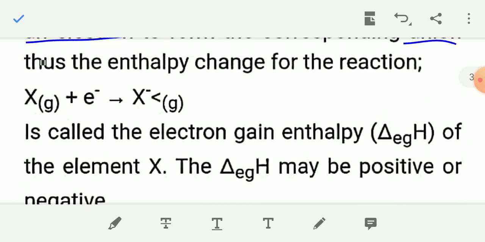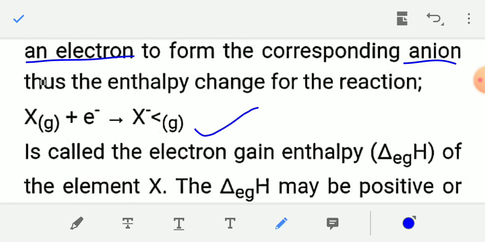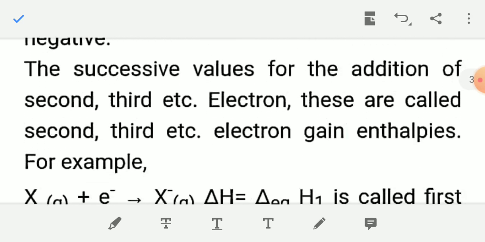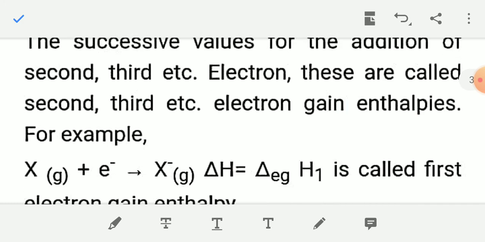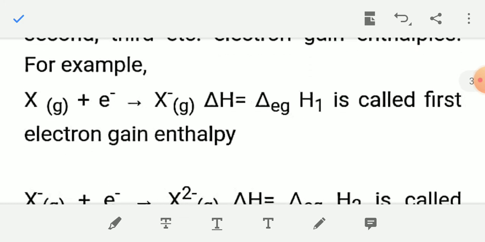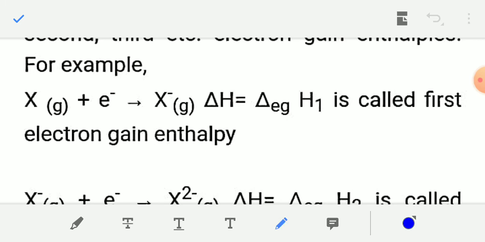And this is the first electron gain enthalpy, delta H1. The successive values for the addition of a second and third electron are called the second and third electron gain enthalpy. For example, X plus 1e gives X minus. This is the first electron gain enthalpy, delta H1.